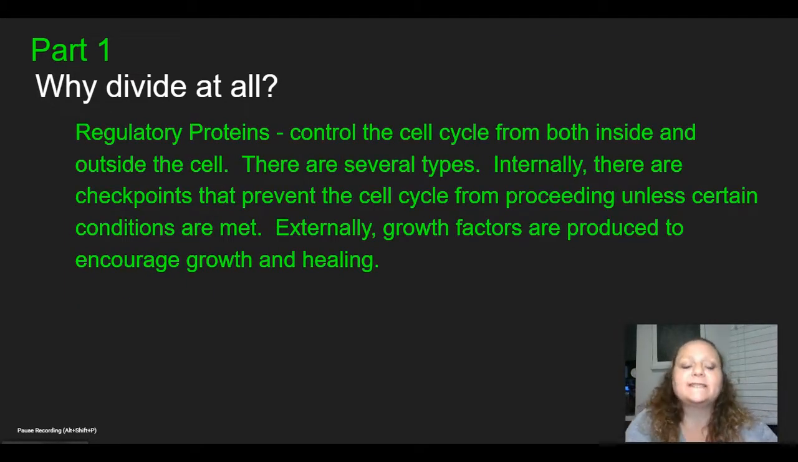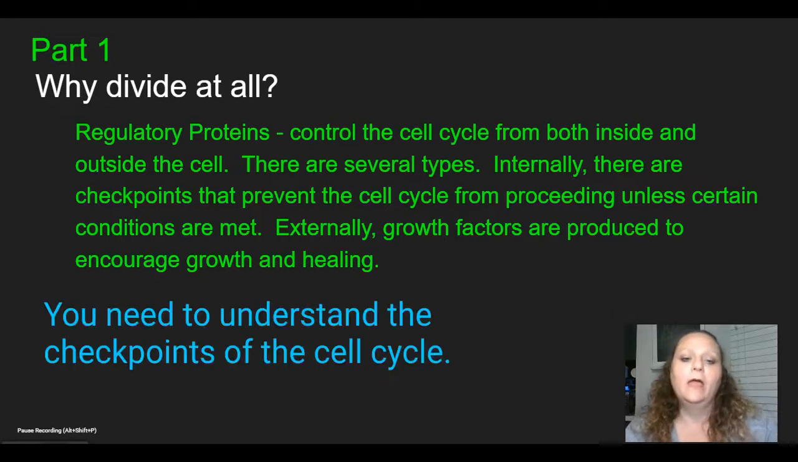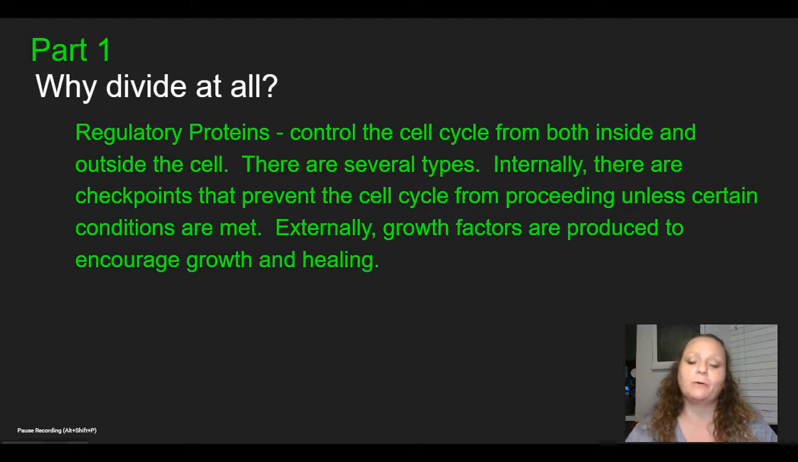As we go through the steps of the cell cycle, one of the things that you need to be aware of is that there are regulatory proteins that are controlling this whole process from both inside the cell and outside the cell. Basically, there's checkpoints. The cell cycle can't proceed unless certain conditions are met. And this is actually incredibly important. At the end of this video, we're going to talk a little bit about where cancer cells come from and its problems with these checkpoints and these regulatory proteins that lead to cancer.